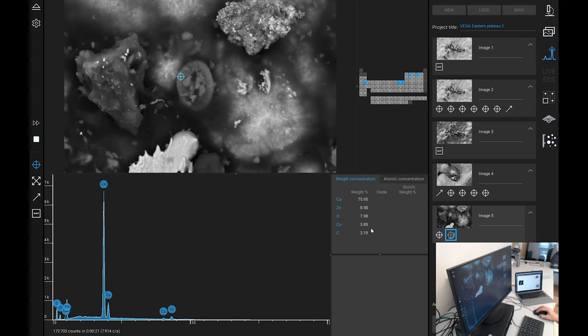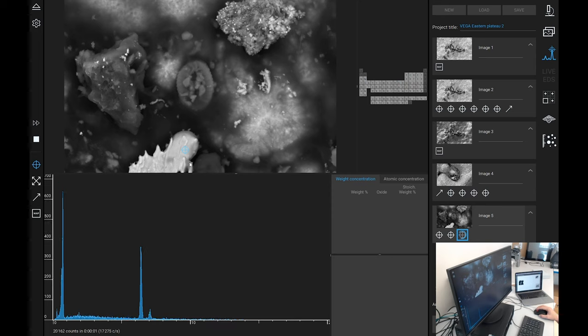It is 70, 86, 94% calcium. Oh, sorry, zinc to come up there. Well, a lot of it might be reflected zinc off here. We'll take another chunk. In fact, we'll do a map on this in a minute.